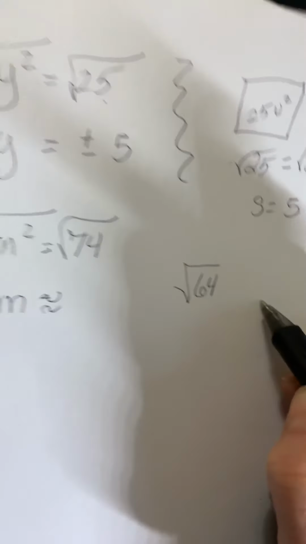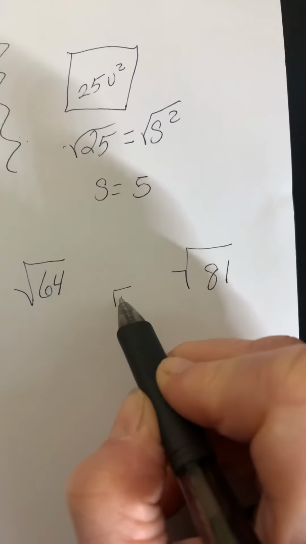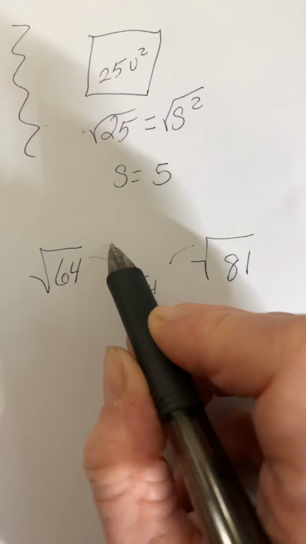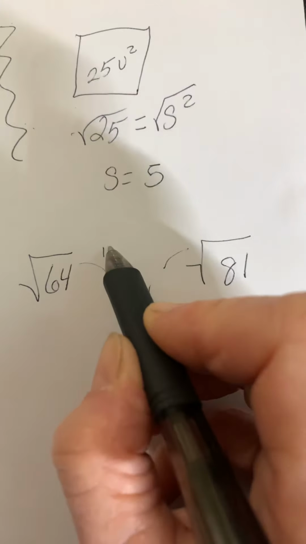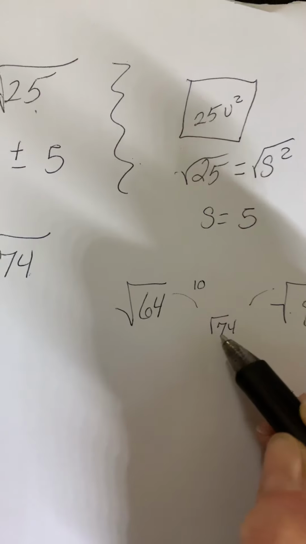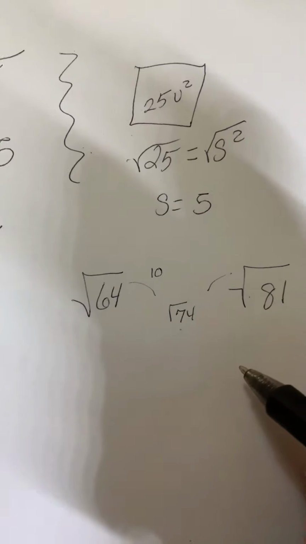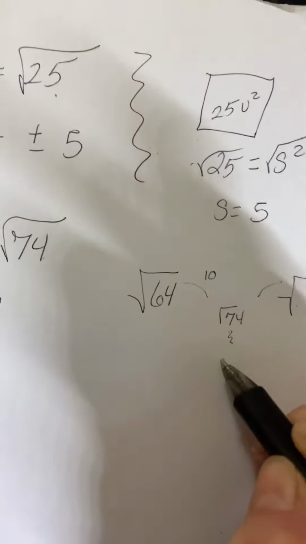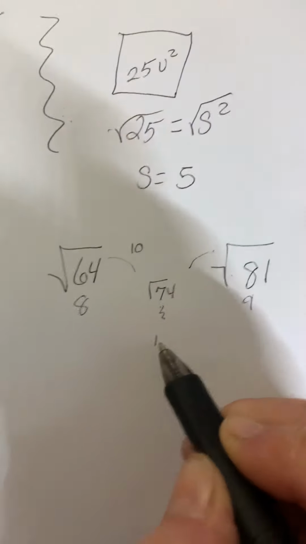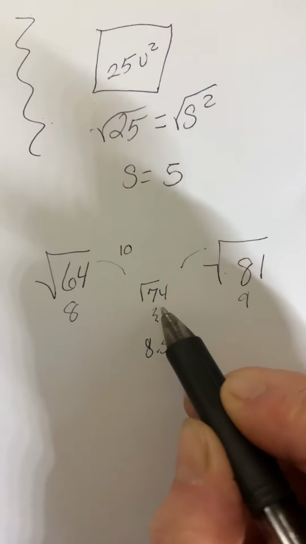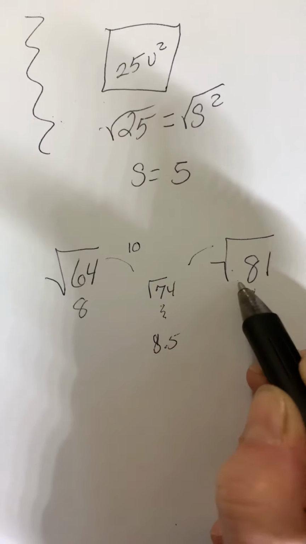Is it exactly halfway? So I have the square root of 74. Is it exactly halfway? No. I would say that it's slightly closer to the square root of 81 than it is to the square root of 64. Remember, this is 8 and this is 9. I'm not going to say 8.5 because it's not halfway. It's just slightly closer over here.